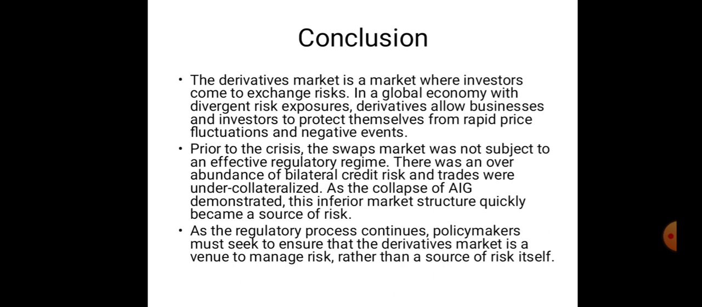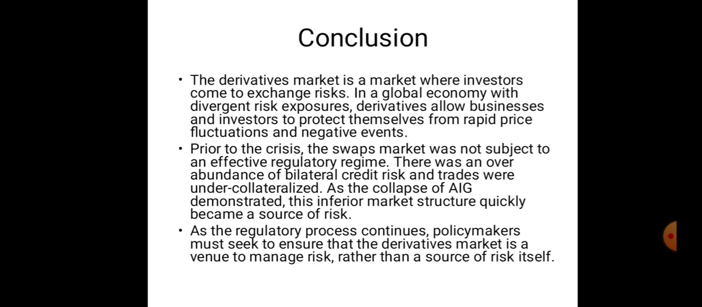So, the conclusion about this chapter. Risk management is required in every type of contract, and in the whole of financial investment avenues itself. The derivatives market is a market where investors come to exchange risks. In a global economy with divergent risk exposures, derivatives allow businesses and investors to protect themselves from rapid price fluctuations and negative events. Prior to the crisis, the swaps market was not subject to an effective regulatory regime. There was an overabundance of bilateral credit risk and trades were under-collateralized. As the collapse of AIG demonstrated, this inferior market structure quickly became a source of risk.